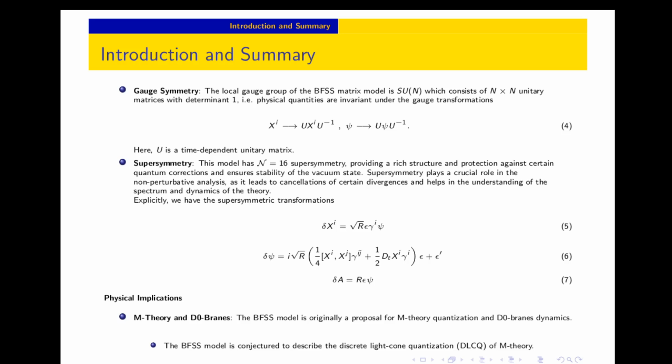Let's explore the significant physical implications of the BFSS matrix model. First, M-theory and D0 brane dynamics. The BFSS model is fundamentally a proposal for the quantization of M-theory and the dynamics of D0 branes. It's conjectured to describe the discrete light cone quantization, DLCQ, of M-theory.